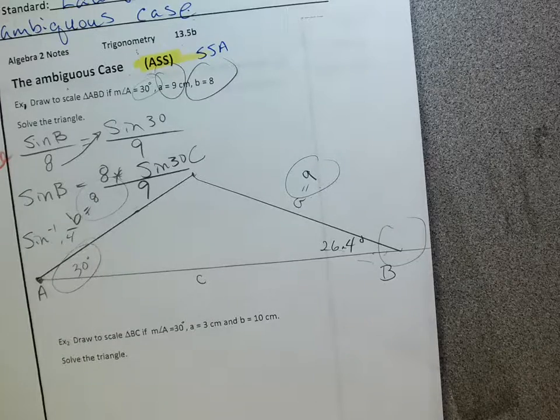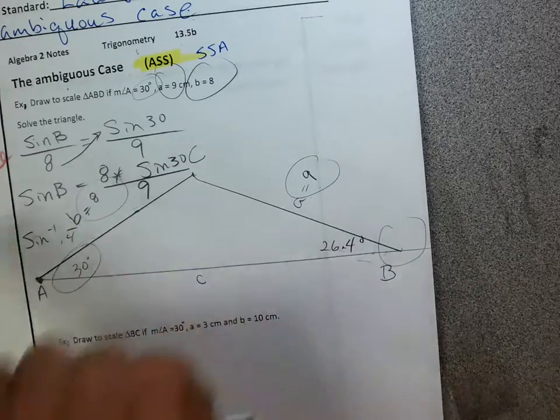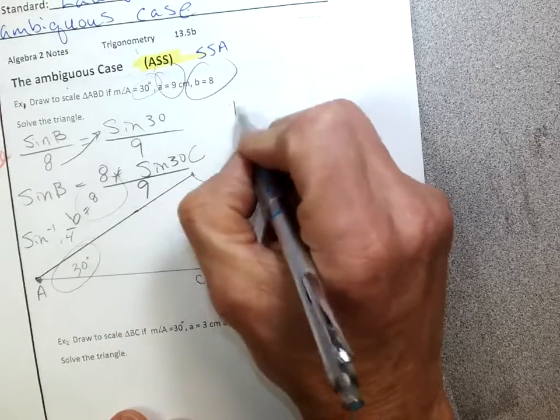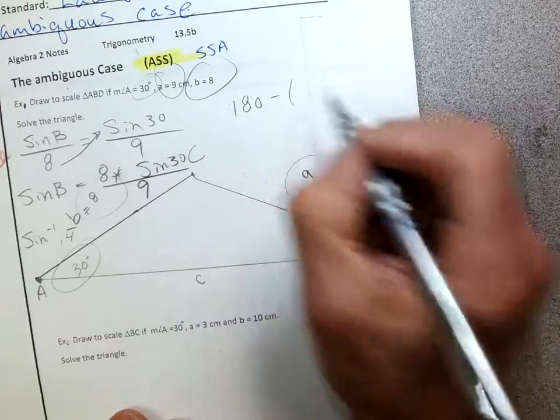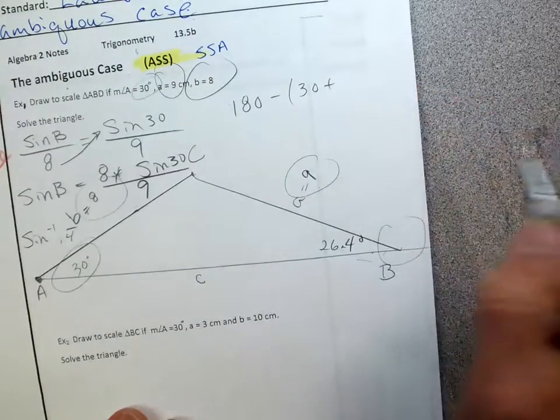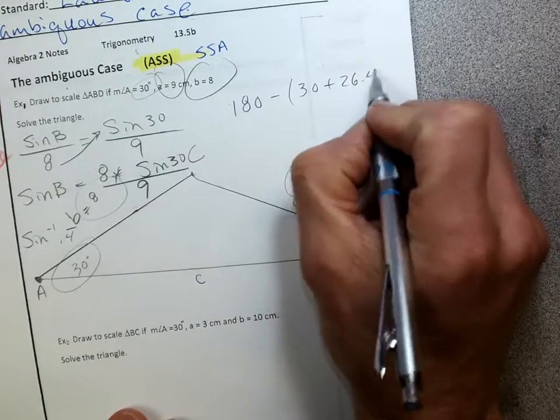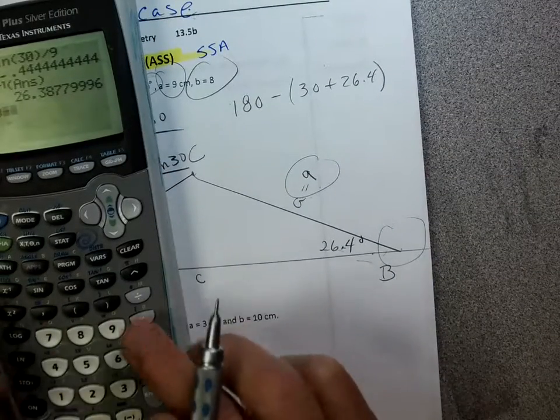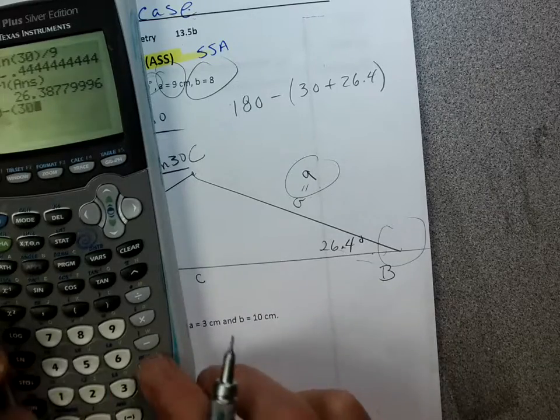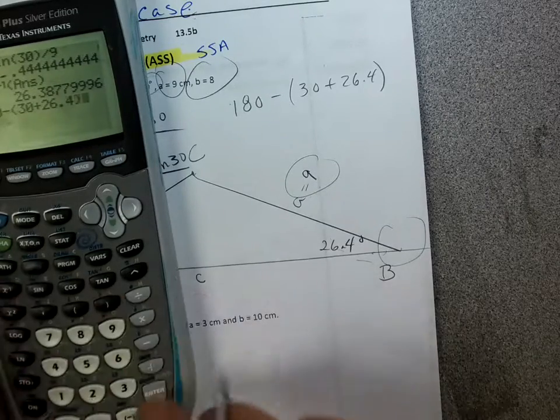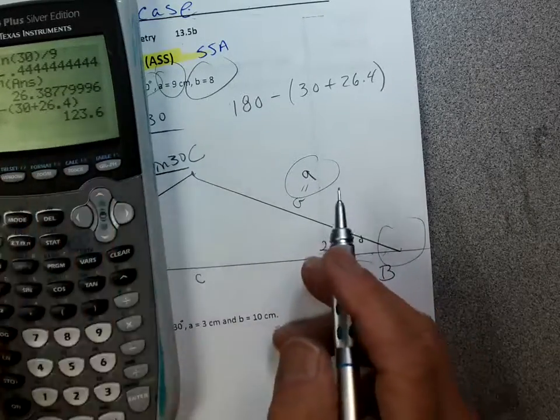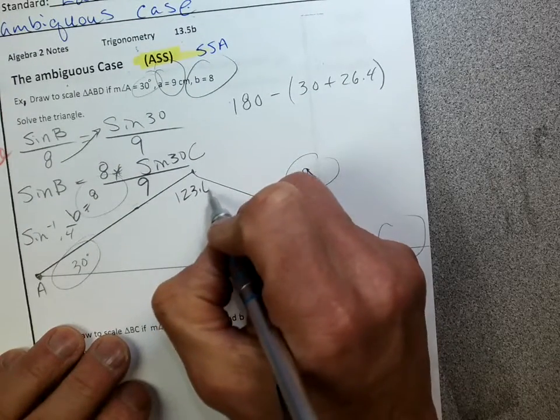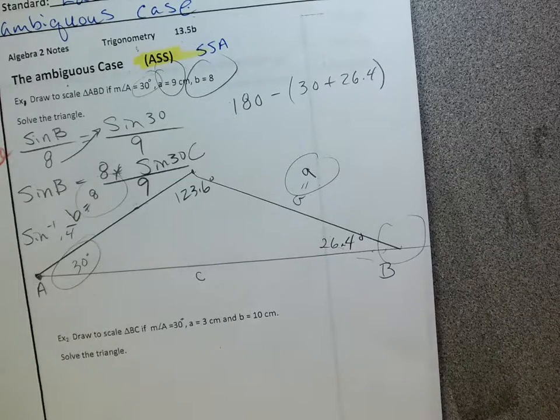Easy. Angle C, that's easy to find because there are 180 degrees in a triangle, right? So I can find angle C pretty easily. That's just going to be 180 minus my 30 plus my 26.4. Okay, let's do that. 180 minus parentheses 30 plus my 26.4. And I get 123.6 for the third angle. All right? Now, I have all three angles.